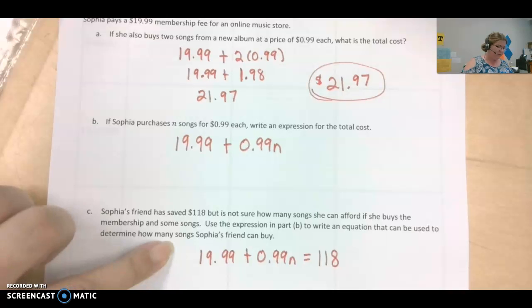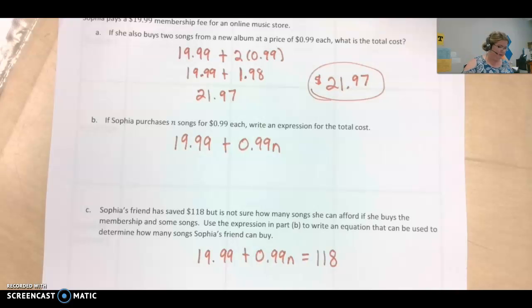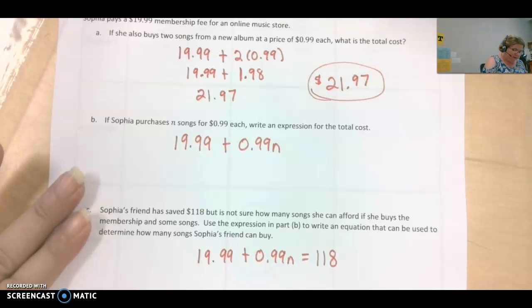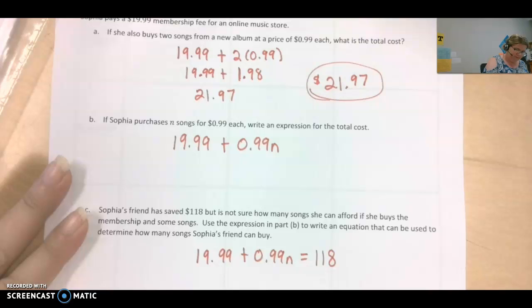So using this equation, we're going to determine if we could buy each of these number of songs. So we'll start with our equation, and then we will replace N with the number of songs. That's called substitution.